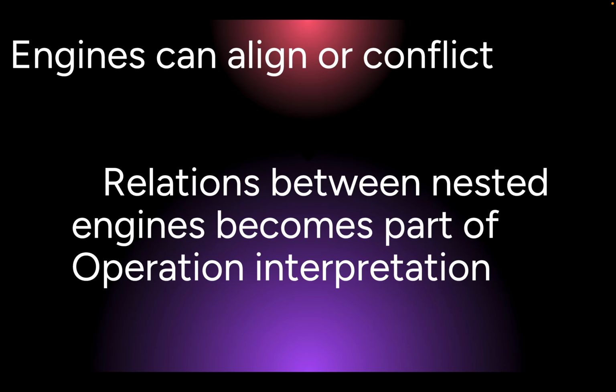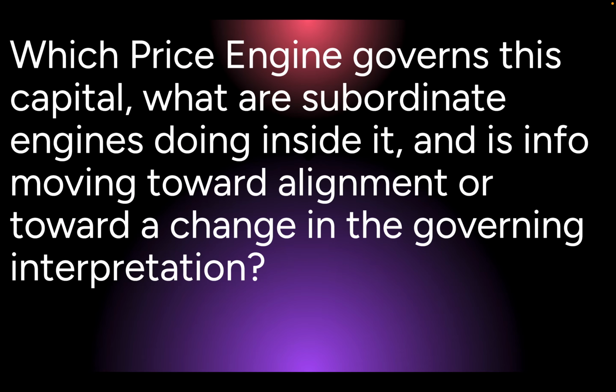These engines can align or conflict, right? So, really, the question at all times is which price engine is governing this capital and what are the subordinate engines doing inside of it? And is information ultimately leaning towards or against our thesis of what the price engine is going to do, right?